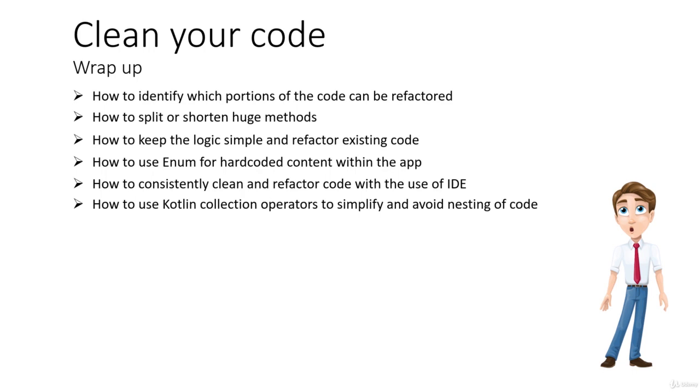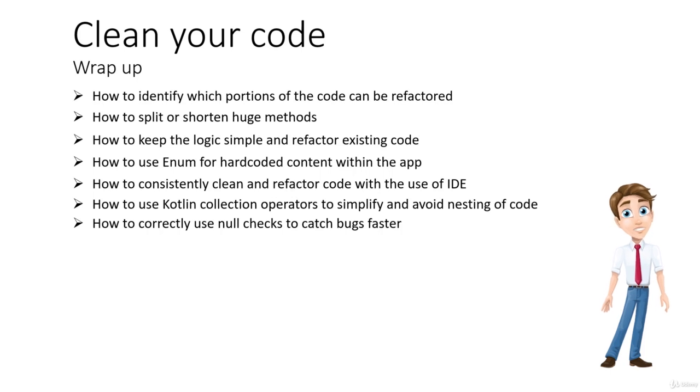We nest a for inside another for and the code becomes pretty difficult to read. Having collection operators allows us to have sequential code, and it's really easy to understand and see what actions are done on the actual list that we process. And then we moved on to learning how to correctly use null checks, and that's really important because this allows you to catch bugs faster. It has this mentality of failing fast, which is really important and essential for you.